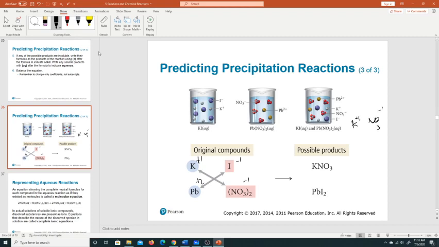Now let's see the case of lead and iodine. Pb is +2, iodide is -1. The charges don't cancel, so that's how we get PbI2, because we need two iodines to make the charges cancel out. That's how we predict the products. Basically, the cation from one reactant combines with the anion of the other. Once you figure that out, we have to check the solubility chart to figure out which of these is water soluble or not.